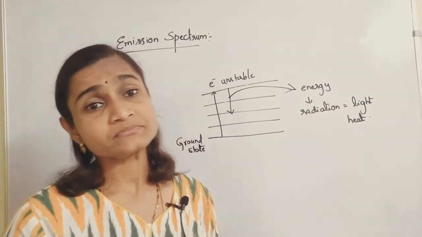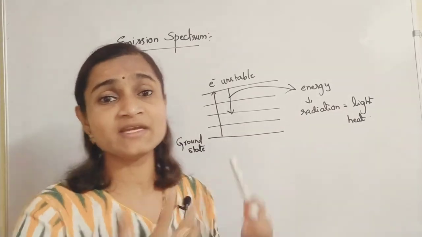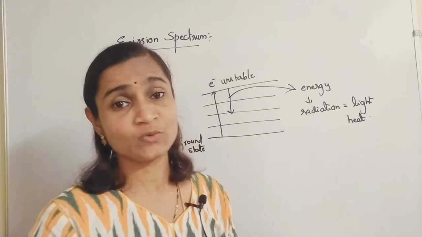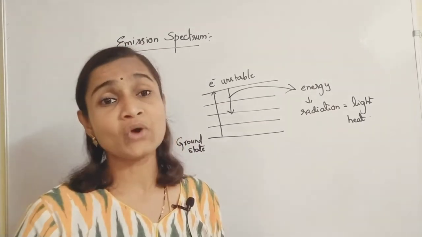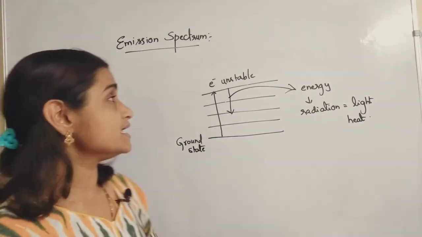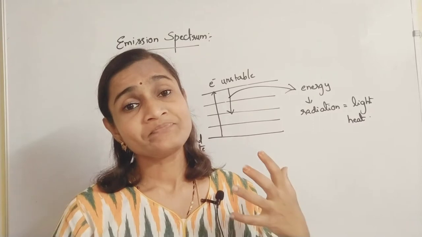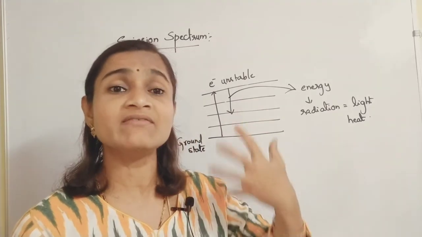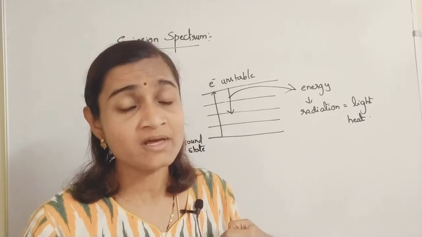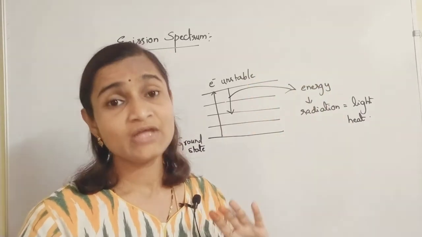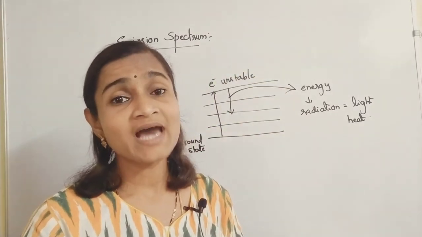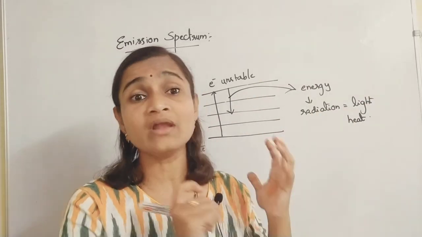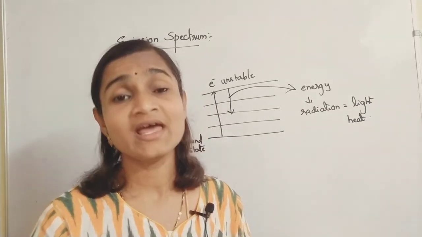Absorption spectrum can be obtained when white light is made to pass through a prism and the transmitted light is observed through a spectrometer. The spectrum so obtained is called absorption spectrum. In case of emission spectrum, you will find bright lines on a dark background, and in case of absorption spectrum, you will find dark patches because of absorption. Whichever wavelength of light is absorbed, in place of that wavelength you will find dark patches, so dark patches on a bright background. Bright lines on a dark background you will observe in case of emission spectrum.